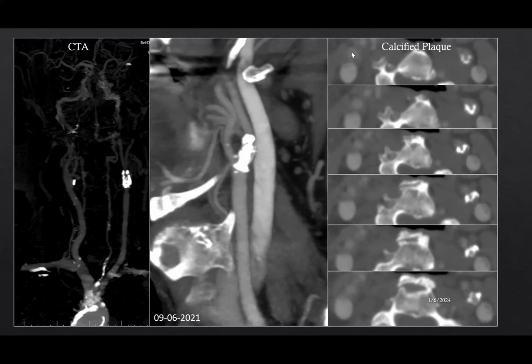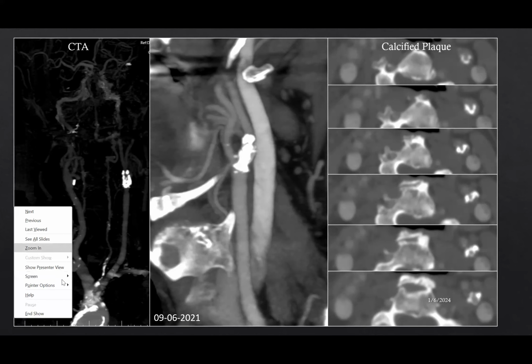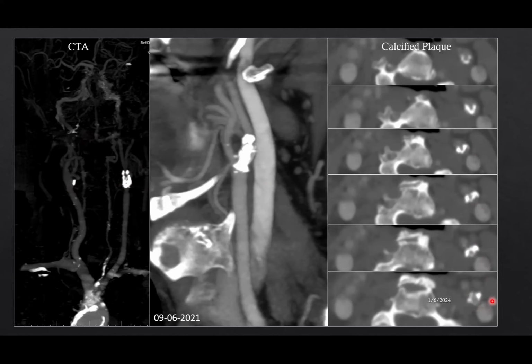The right was already treated. He underwent endarterectomy there. Here, the left was the one which is symptomatic. It shows a thick calcified plaque. Now, these are the serial axial images; it is actually a discontinuous plaque.